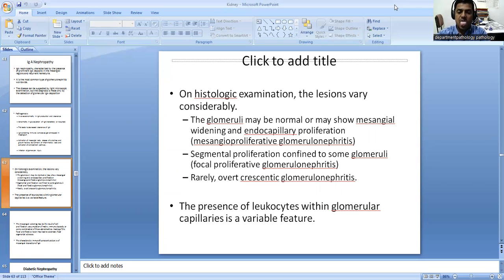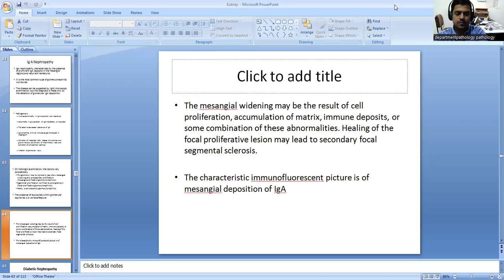The presence of leukocytes within glomerular capillaries is a variable feature. The mesangial widening may be the result of cell proliferation, accumulation of matrix, immune deposits, or some combination of these abnormalities. Healing of the focal proliferative lesion may lead to secondary focal segmental sclerosis. The characteristic immunofluorescent picture is of mesangial deposition of immunoglobulin A.